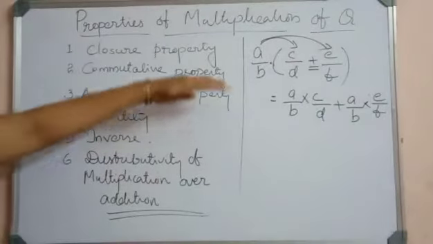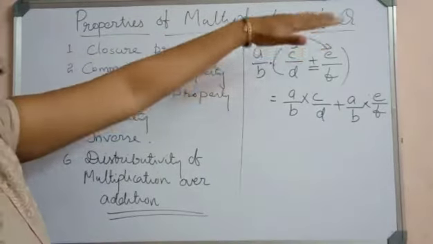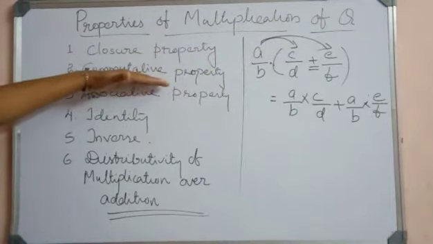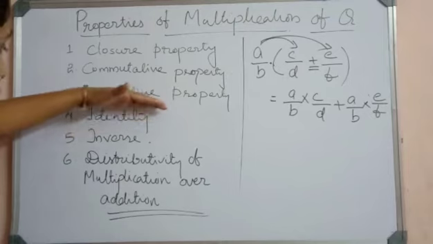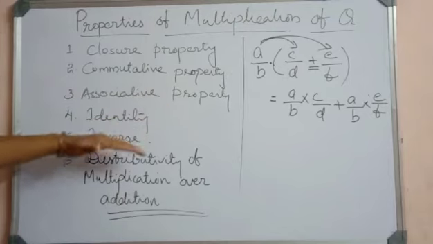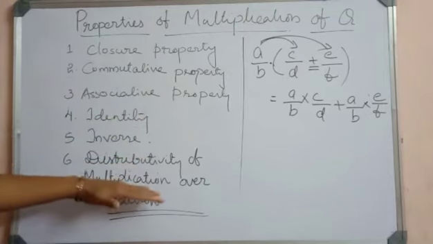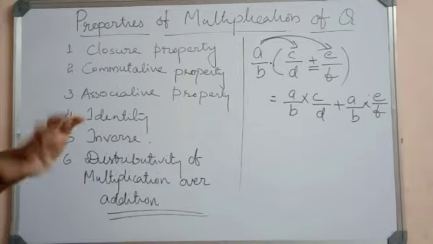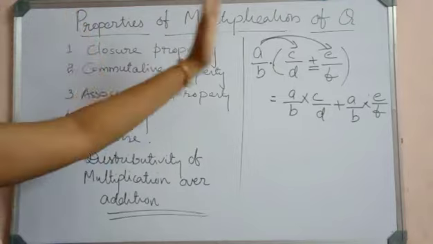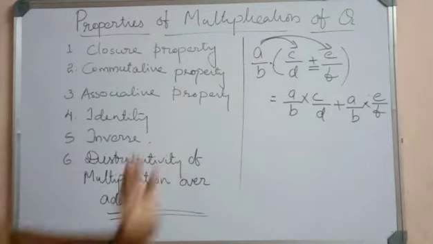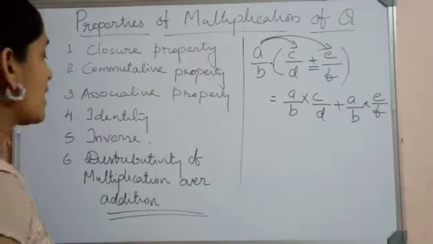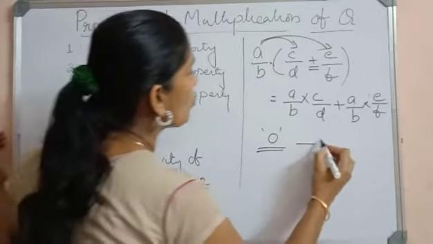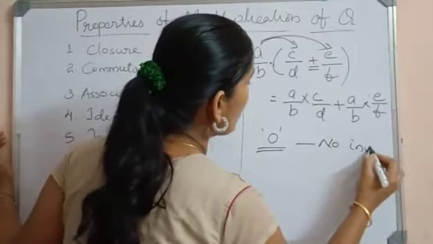So these were the properties of multiplication of rational numbers. The first one was the closure property, the second one was the commutative property, then associative property, identity and inverse, and the last one is the distributivity of multiplication over addition. And we have seen the inverse of all the numbers in rational numbers. But an important point you need to remember is that 0 is also a rational number, and for this particular number there is no inverse for 0.